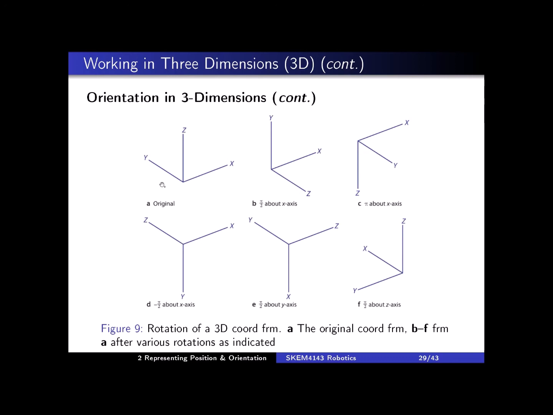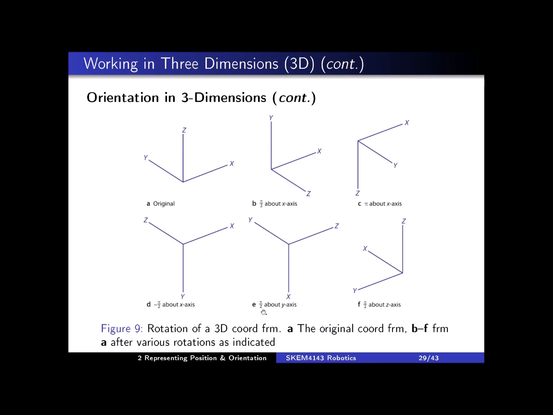What if I want to rotate 180 degrees about X? Again, you're looking this way from here to here. Clockwise is positive, so if you rotate 180 degrees, Y comes here, right? That's why we have this, and Z comes down here. If we rotate minus 90 about X, Z goes here.